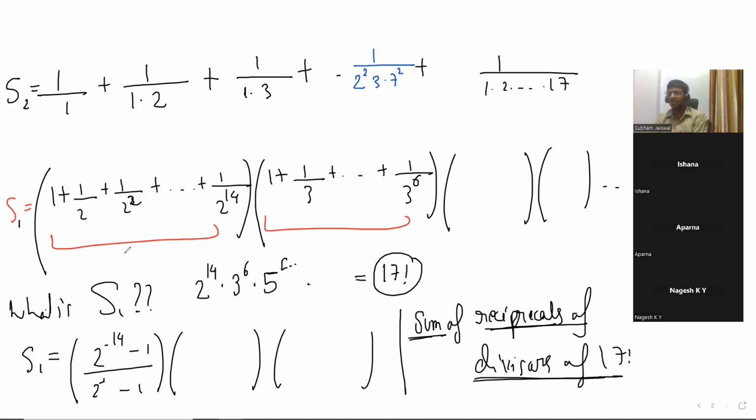That is what we are doing, because when you take all possible combinations of these, this is how you'll get all the divisors and nothing more. Anything you get in this product, when you expand it, every term's denominator is just a divisor of 17 factorial. Right? Okay. Now we can generalize this, and this becomes a number theoretic function, an arithmetic function.